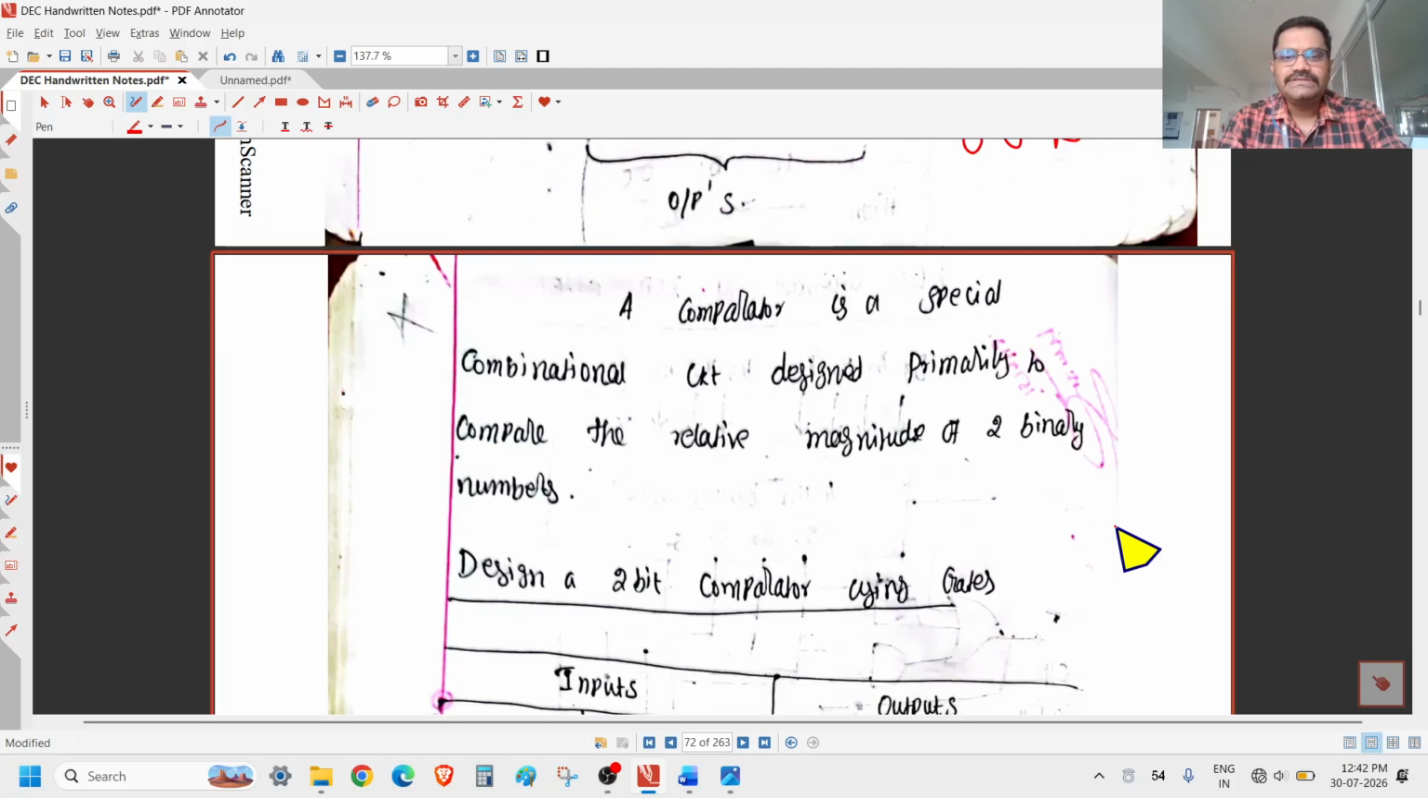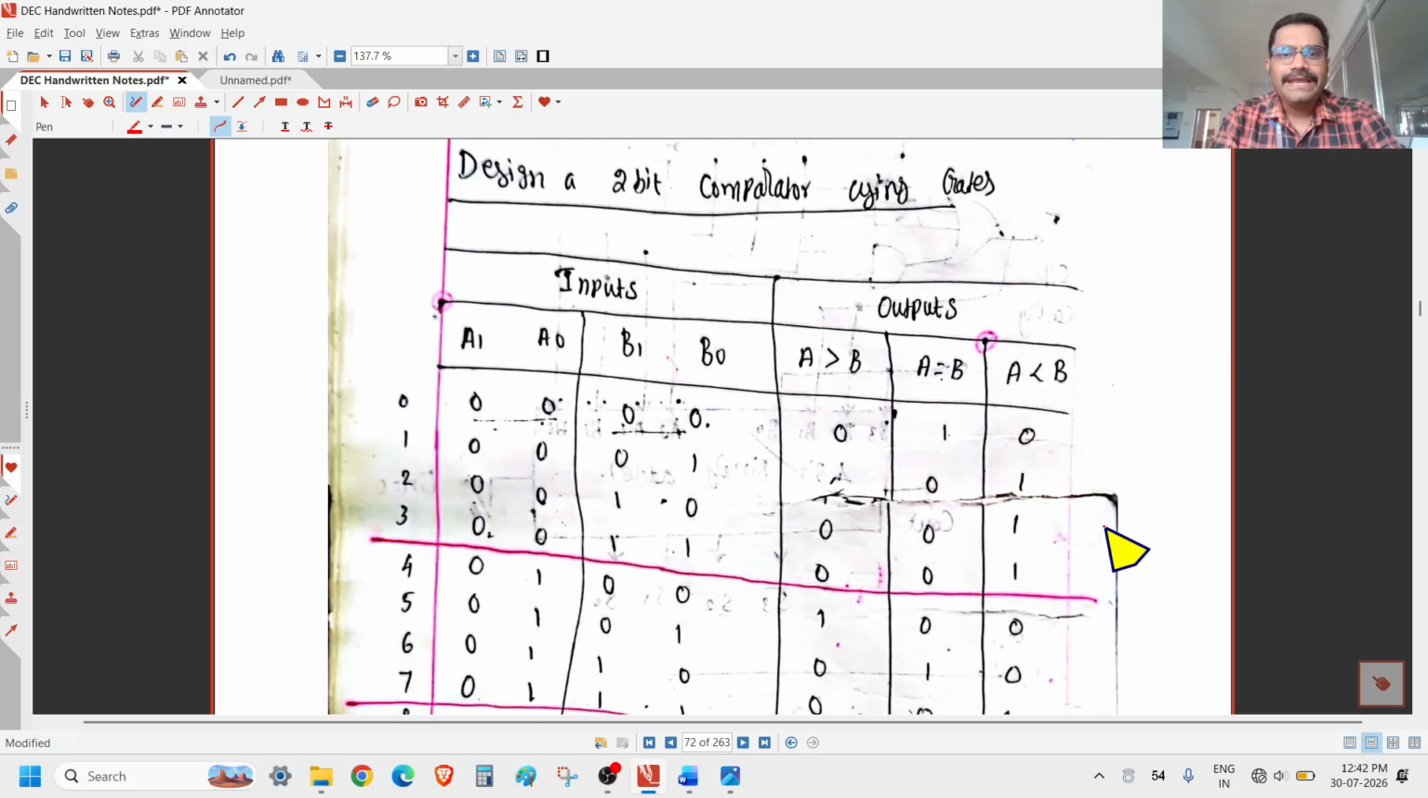This is the theoretical part. A comparator, or magnitude comparator, is a special combinational circuit designed primarily to compare the relative magnitudes of two binary numbers. In this video we are going to design a 2-bit magnitude comparator using basic logic gates. The inputs are a 2-bit input A1 A0 and another 2-bit input B1 B0. We compare A1 A0 with B1 B0, and there are three outputs: A greater than B, A equal to B, and A less than B.